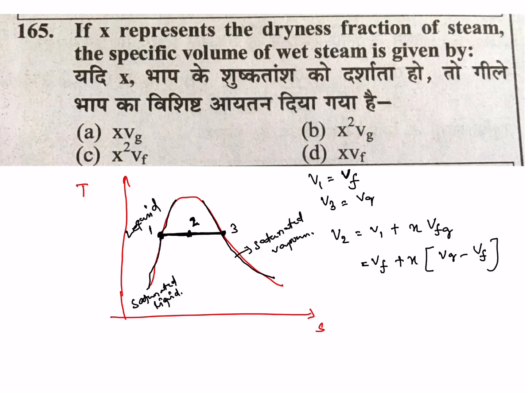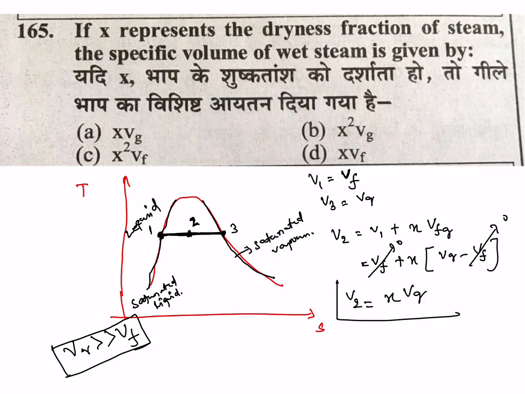So if you compare specific volume of fluid and specific volume of vapor, specific volume of vapor is very much greater than Vf. So Vf is approximately 0. It's a very small value, so you can take it as 0. This is your answer: specific volume of wet steam, or V2 value, you will get x into Vg. A is your correct answer.